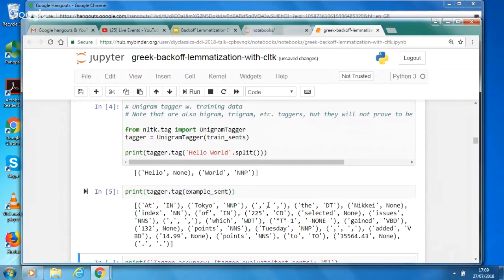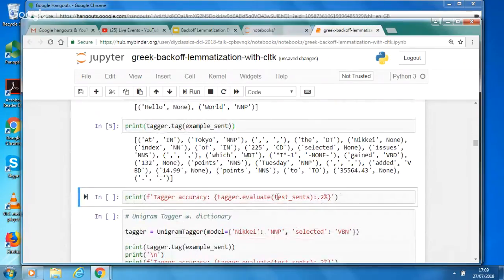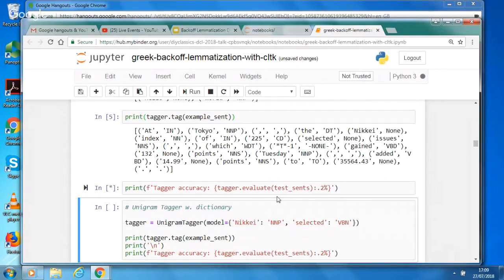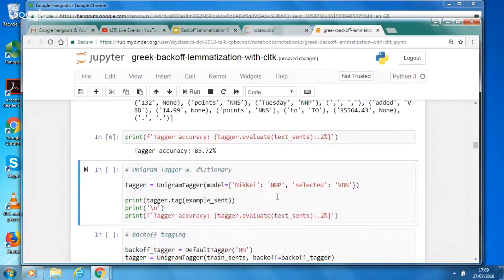Okay, and so if we have a sample sentence like at Tokyo, the Nikkei index, et cetera, we know what the tags are supposed to be. We can then evaluate accuracy on that. Just the unigram tagger alone starts us at 85%, right? So this is just using the one bit of information for any given word in the training data, and that is actually a pretty good start on moving this forward.